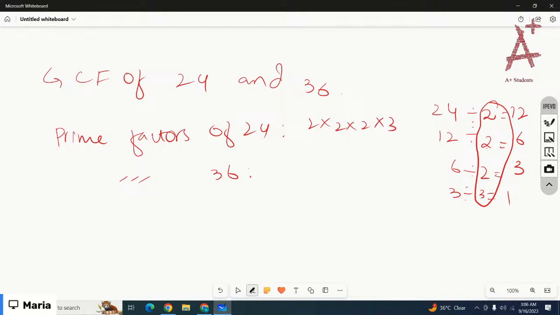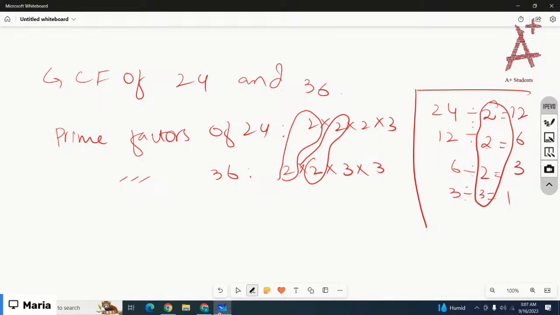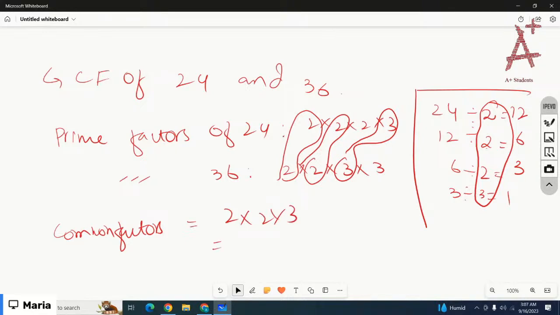Same way you can write the prime factors of 36: 2 times 2 is 4, 4 times 3 is 12, and 12 times 3 is 36. Now let's see the common numbers we have. 2 is common, 2 is common, and 3 is common. The common factors are 2 times 2 times 3. Just multiply them: 2 times 2 is 4 and 4 times 3 is 12. That means the greatest common factor of 24 and 36 is 12.